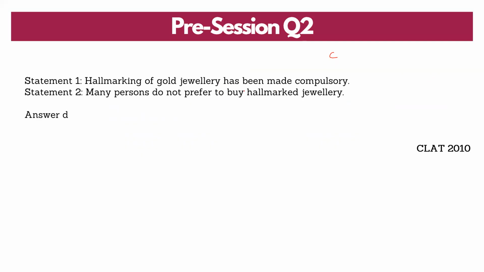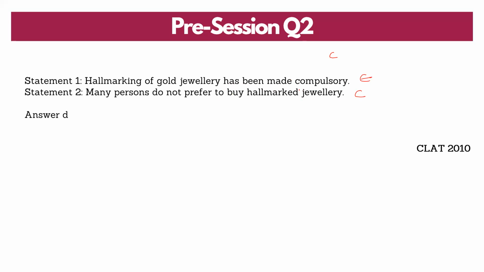Now, if that is the case, which of the two can precede the other? Hallmarking of gold jewelry has been made compulsory. This looks like the effect, if there is one. Many persons do not prefer to buy hallmark jewelry. This is a constant thing. So this could be the cause and this could be the effect, right?